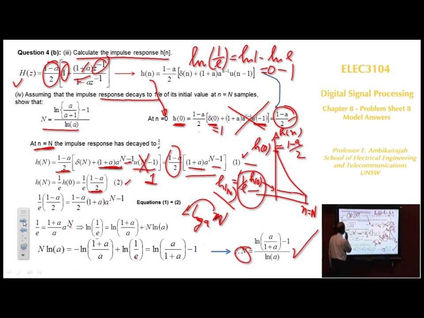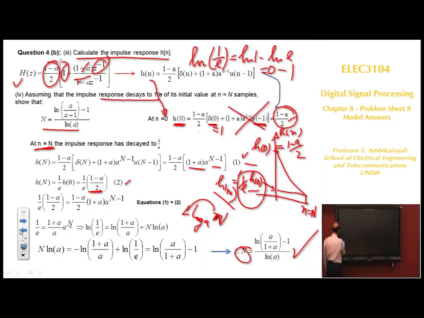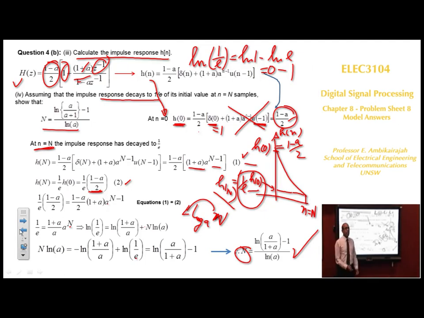Well, that's all you have at the moment. If you look at the next one, there's nothing there. That's all, that's the chapter 8 model answers for you. Just go through them again, redo the questions, and see whether you are able to do them within the time. Okay, thank you.